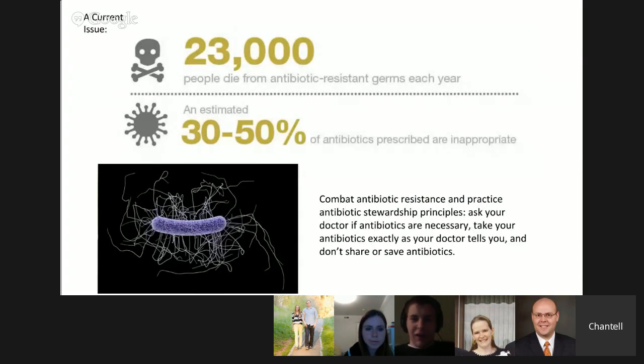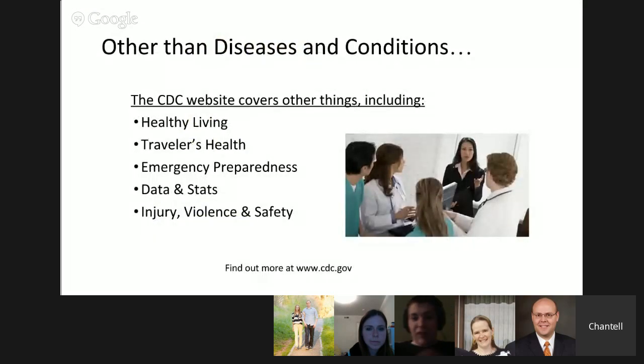Here's just an example, like a current issue that they had on their site about a week or a week and a half ago when we were doing our research. They were saying 23,000 people were dying from antibiotic germs, and 30 to 50% of the antibiotics that are prescribed are inappropriate to what disease or what germs that people have. So they give you news and updates like that on actual real life issues that are happening in real time in the nation and abroad. Okay, next slide. Just thought that was cool to give you a little taste of what it's about.